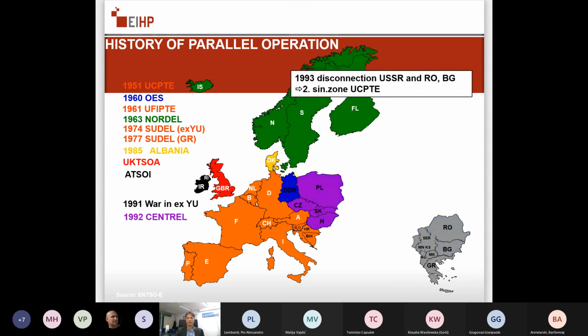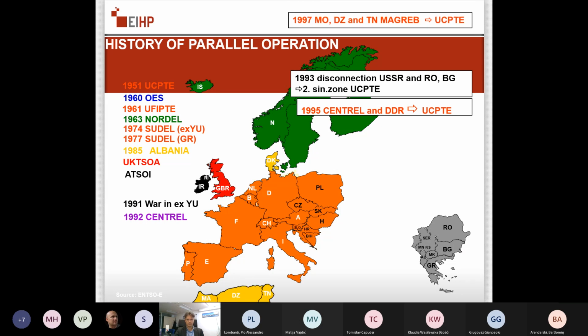In 1992, when the Eastern Bloc collapsed, Romania and Bulgaria joined in island operation with these Southeast European countries. So we had several colors at that time. In 1992, there were several blocks of countries operating separately, in parallel operation to each other but not connected to the others. And in 1995, Poland, Slovakia, Hungary, and the Czech Republic were connected to the rest of Europe, while this right side continued to operate as an island operation.